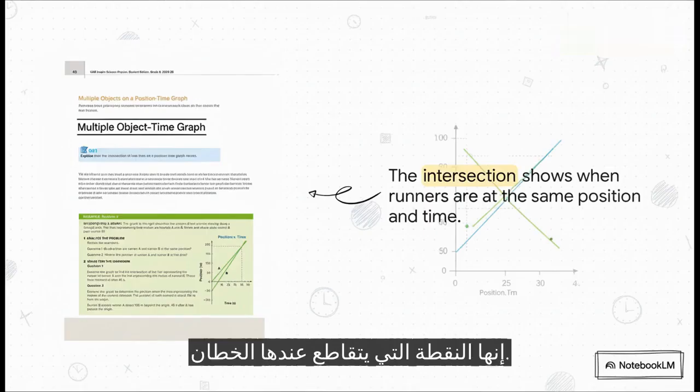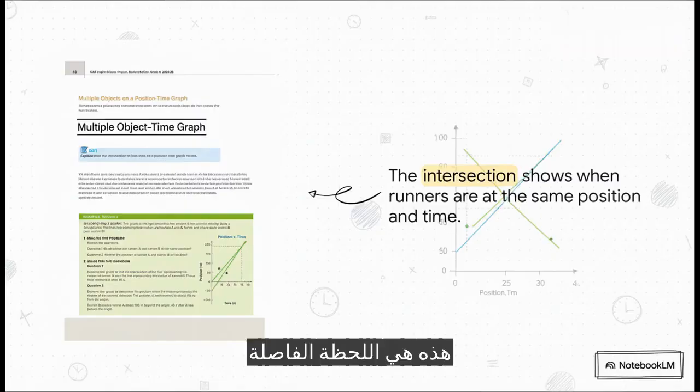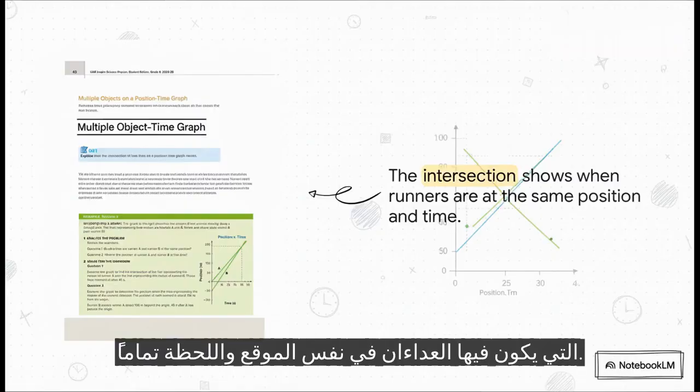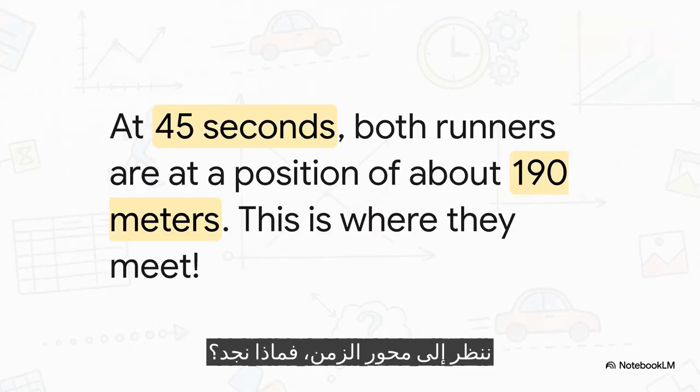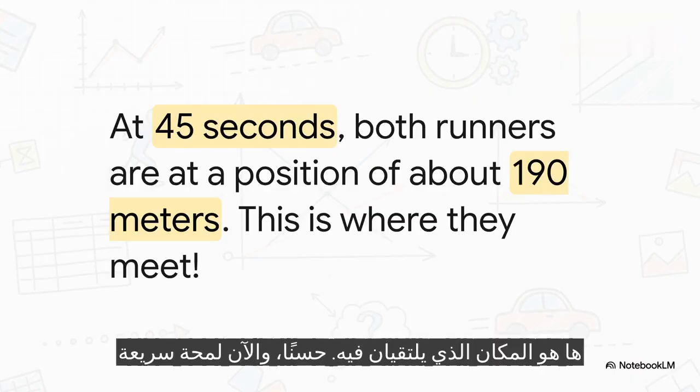It's that point where the two lines cross over each other, the intersection. That is the one single moment where both runners are at the exact same spot at the exact same time. So how do we get the details? We just read the address of that intersection point. We look down to the time axis, and what do we see? 45 seconds. We look across to the position axis, and it's around 190 meters. That's it. That's the spot where they meet.